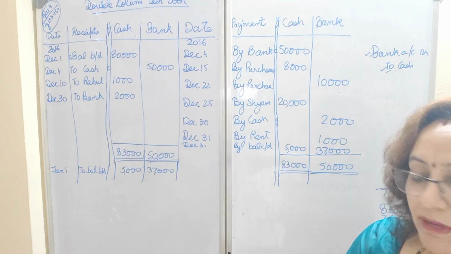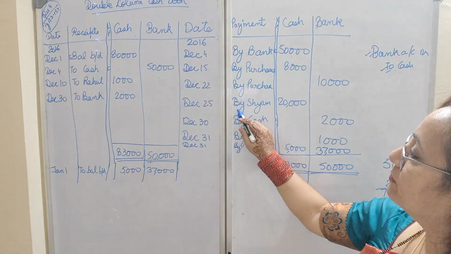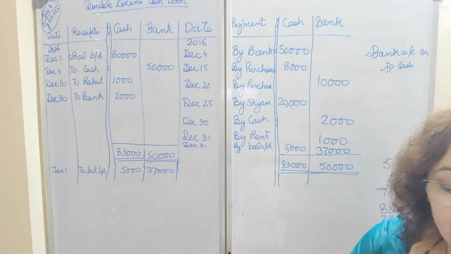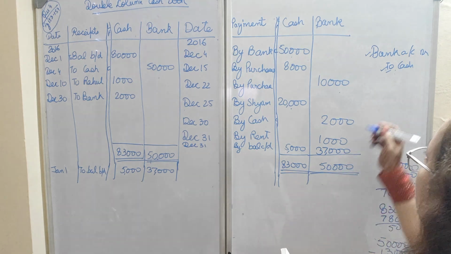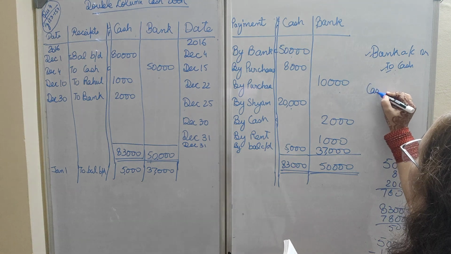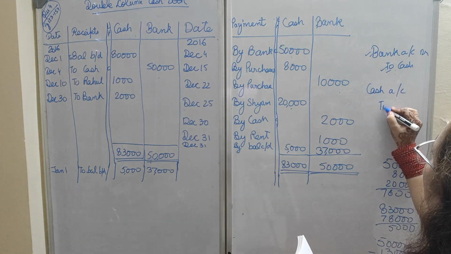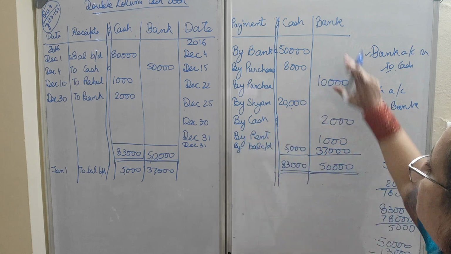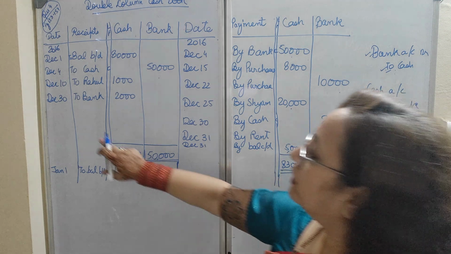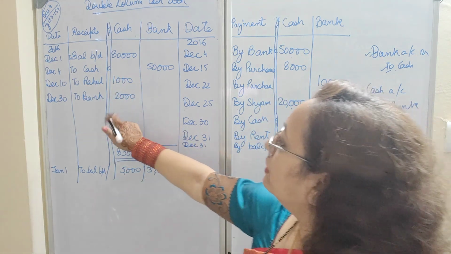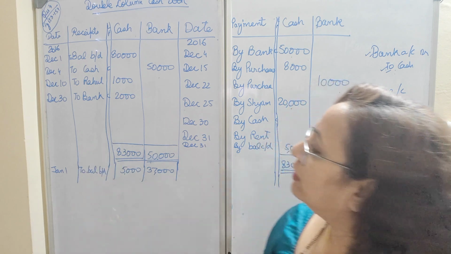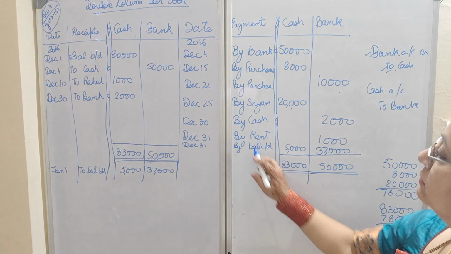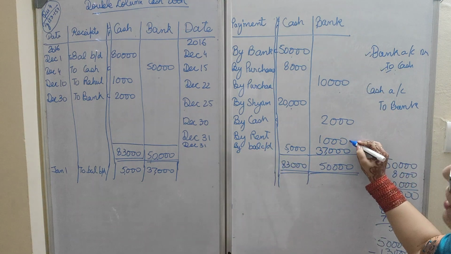Now paid to Sham by cash. So who is the receiver? Sham. Sham account debit, and what has gone? Cash in the payment side. Drew from bank for office use. Now again, when you are taking out from bank, then the entry will be cash account debit to bank. So by cash, it will be written in the bank column, and over here to bank, and it will be written in the cash column. So this is again your contra entry. Now rent paid by check, by rent, and it will be recorded in the bank column.